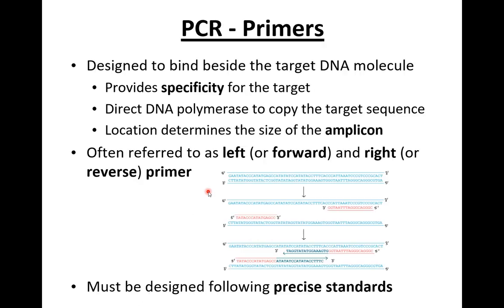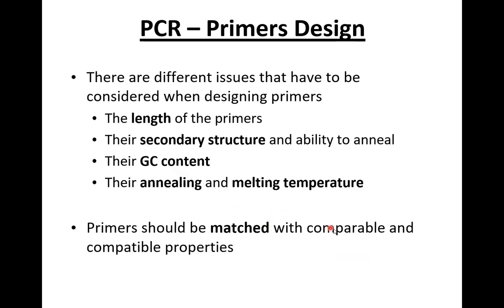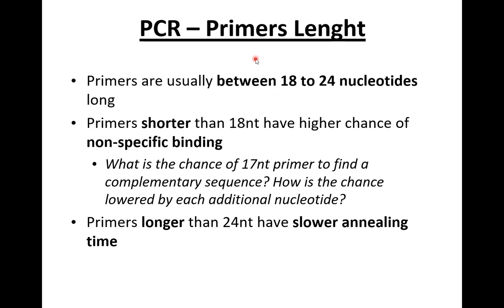Another important thing is that when you design two primers, since they are in the same reaction, they go through the same cycle, the same temperature, so these primers should be matched in terms of properties, particularly when it comes to the annealing temperature. So let's start with the primer length. Again, you can find different numbers. Usually primers are between 18 to 24 nucleotides long. You can go a little bit lower. It depends also on the genome you're working with, the target sequence you get, and so on. But let's take as a general rule that they have to be between 18 to 24 nucleotides long.